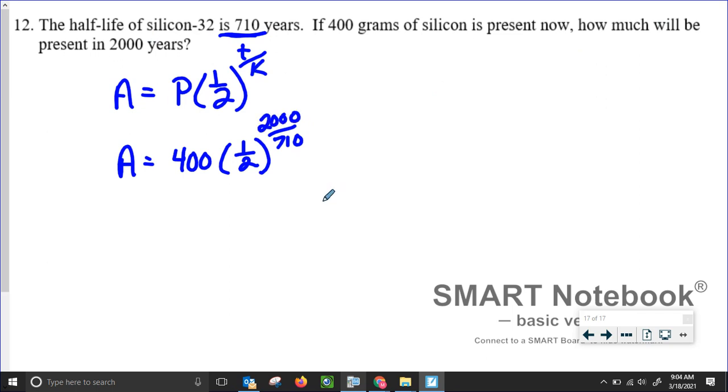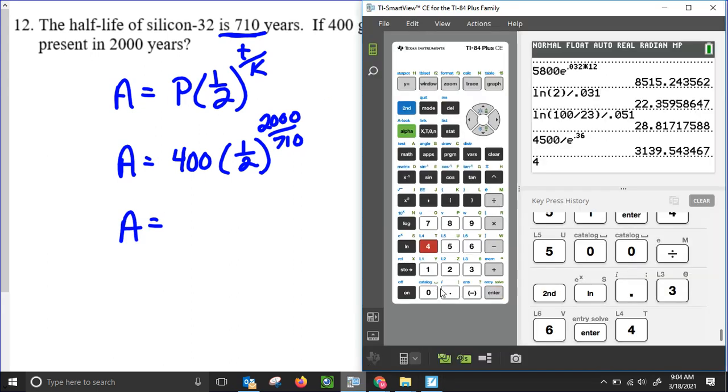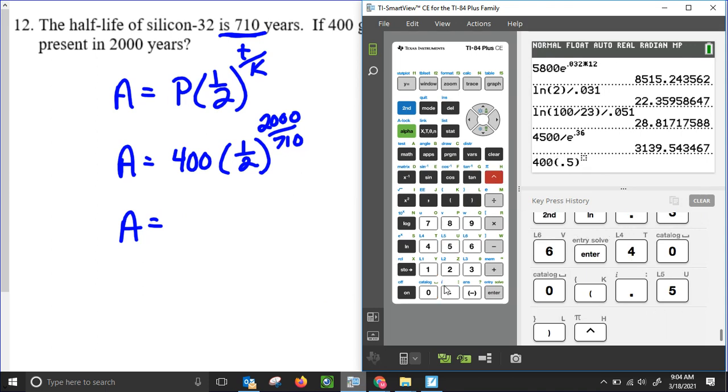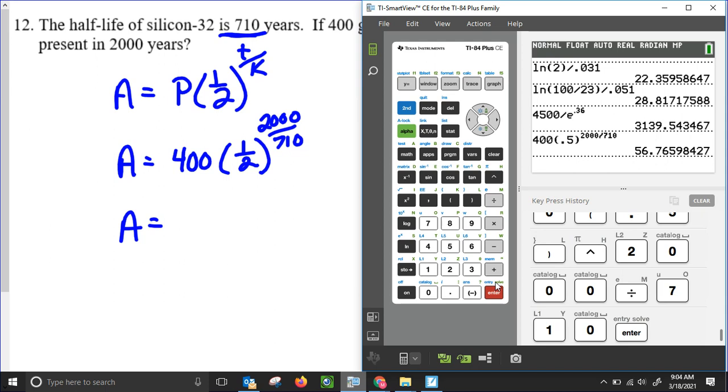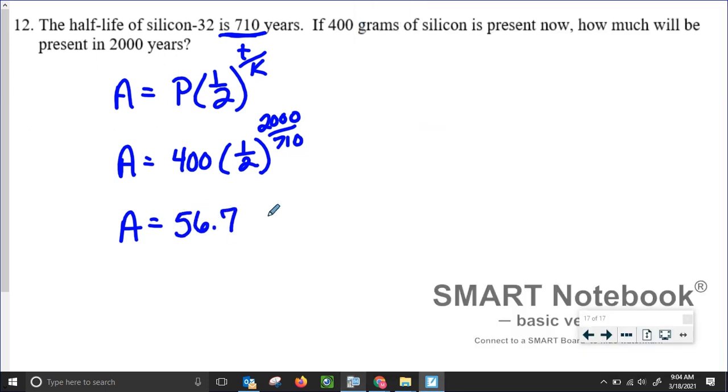It says how much will be present in 2,000 years. That's the time. So now we go ahead and plug this into our calculator. 400 times 1/2 raised to the 2,000 divided by 710 years. And it would be 56.766 grams. And that is it.